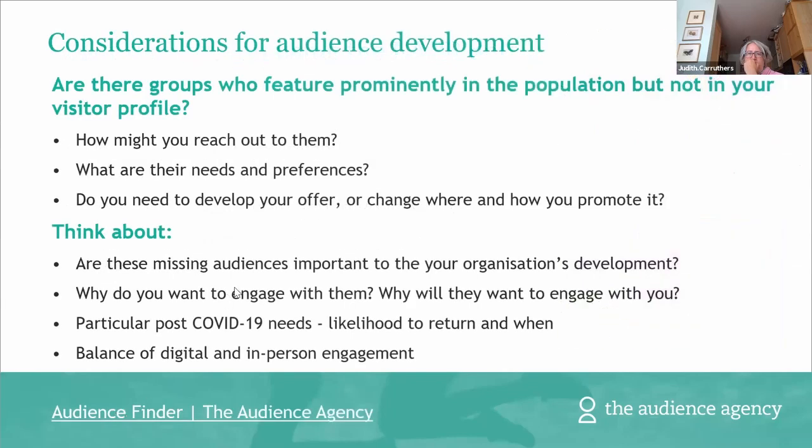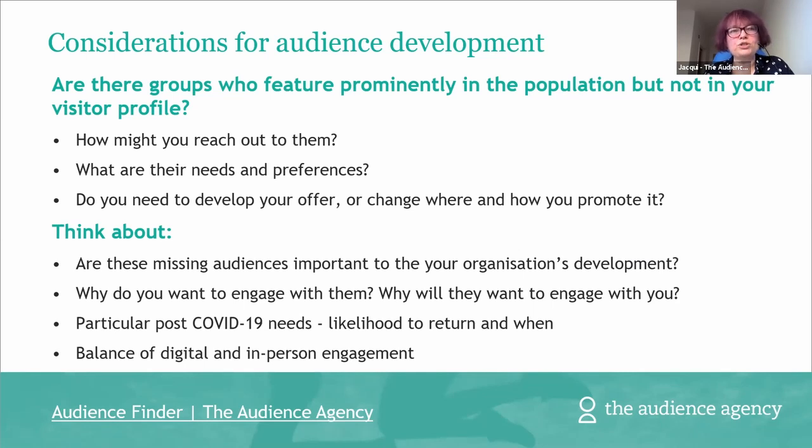The first step is really to think about how the population in your area is reflected in the people who are coming in through your door. So are there groups within your catchment area who are prominent in the population? There's a decent proportion of them, but you don't see them visiting you. And then to think about how you might reach out to them.